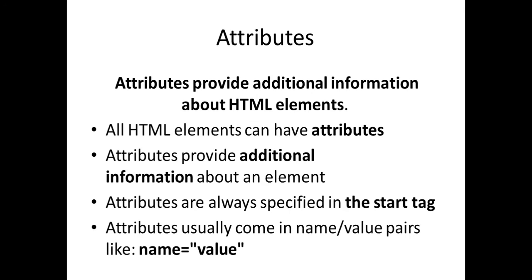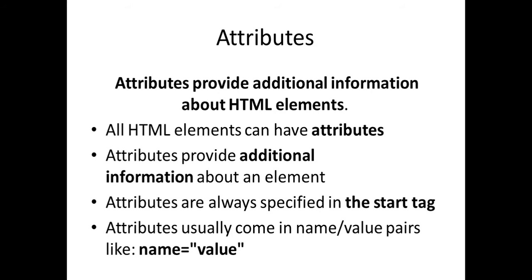Let's talk about attributes. An attribute provides additional information about HTML elements. All HTML elements can have attributes. As I said, an attribute helps an element to do additional things, such as styling, having values, and so on. Each attribute is represented by an attribute name and an attribute value.